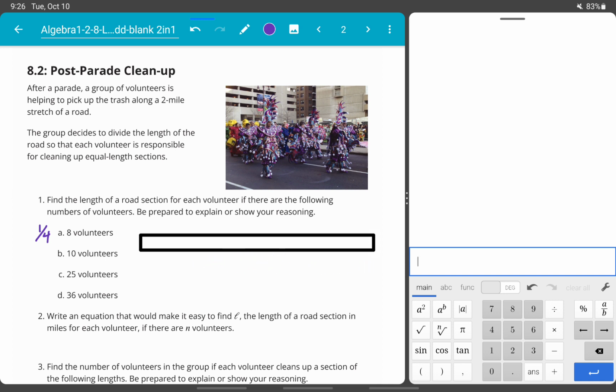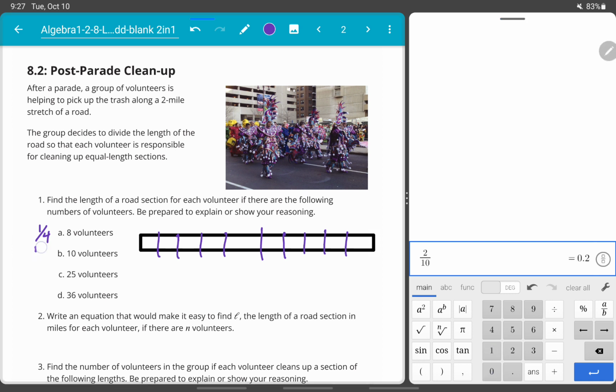sized sections. So it's a little bit harder to do that with, well, we could still do it, I guess. We could do 1 mile on the left and right, and then we get 1, 2, 3, 4, 5 sections on the left, 1, 2, 3, 4, 5 sections on the right. So this would be 1/5 of a mile. Okay, so 1/5, or we could just do 2 divided by 10, and we get 0.2, or 1/5.